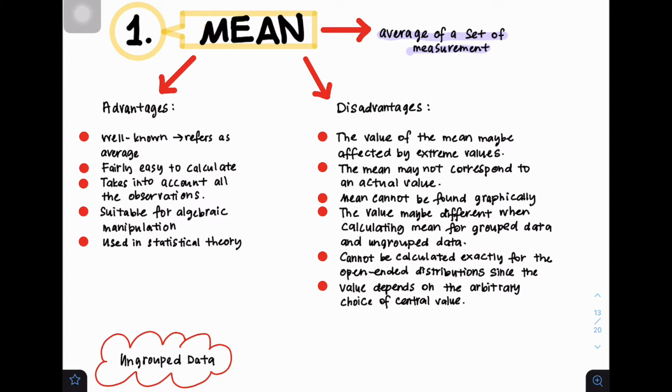And then it has a few disadvantages. The first one is the value of the mean may be affected by the extreme values. Okay, apa dia extreme values? Extreme values ni maksudnya nilai ataupun data yang lain daripada average data.